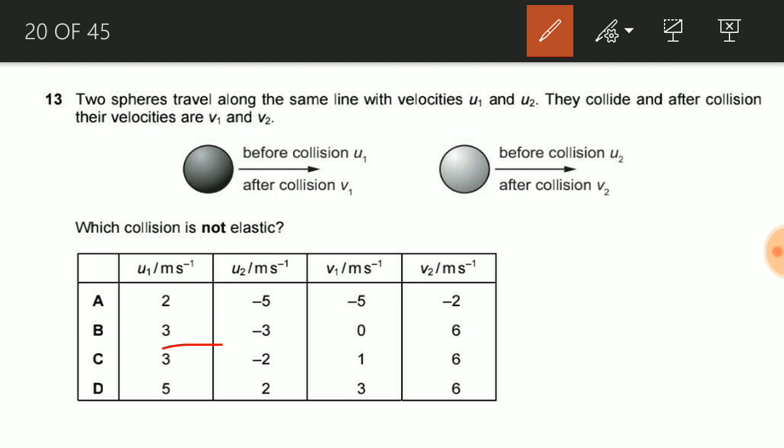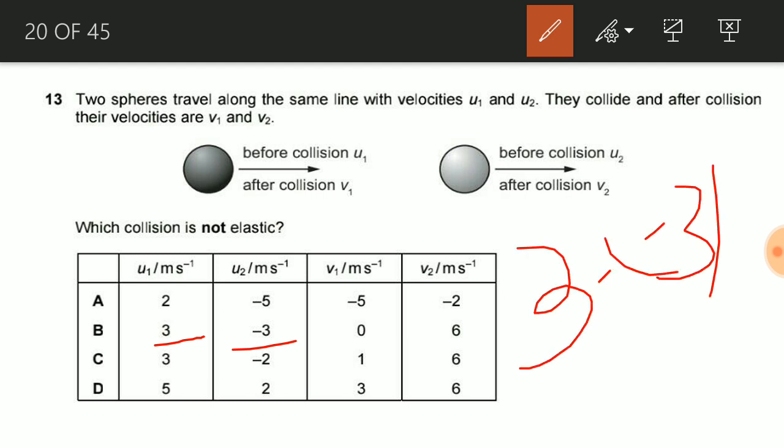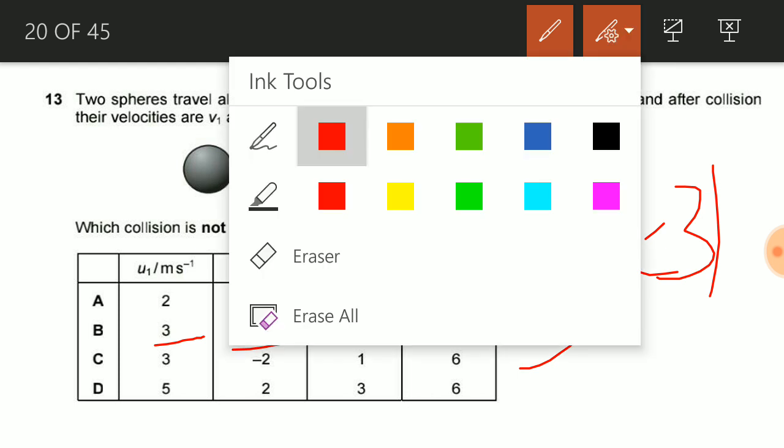Now let us see option choice C. 3 minus 2 is the relative velocity of approach. Here, that is 5. And the relative velocity of separation is 6 minus 1, that is also 5. Because of that, option choice C is also an elastic collision. Now let us see option choice B. 3 minus 3 gives us 6, and 6 minus 0 is also 6. Because of that, this is also an elastic collision.